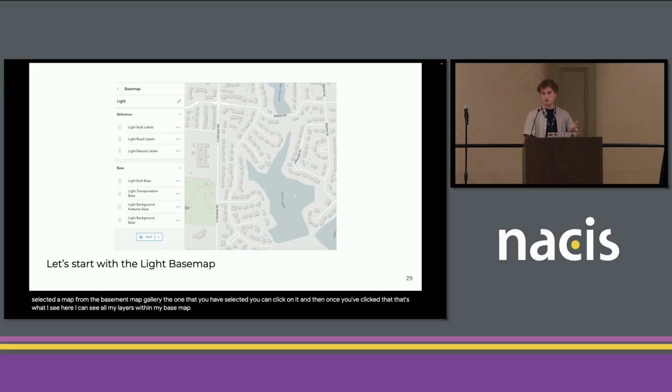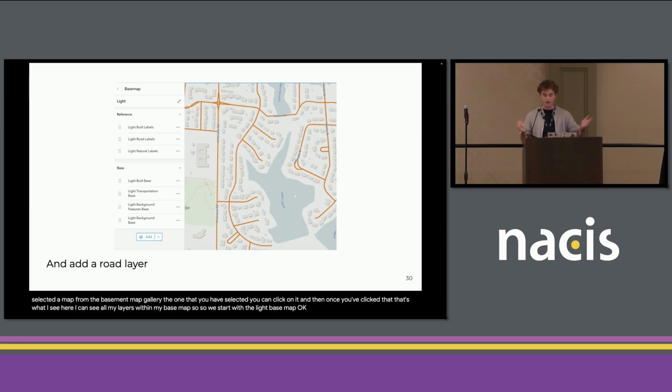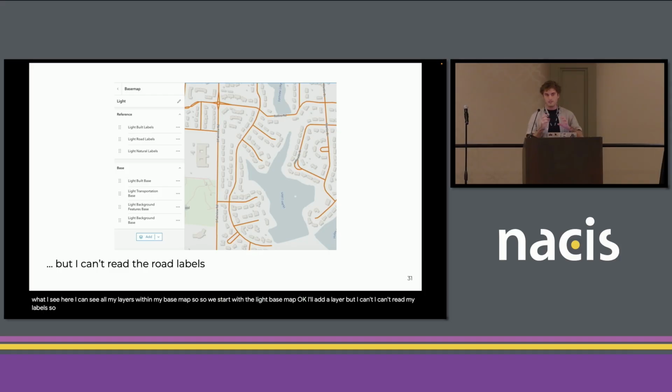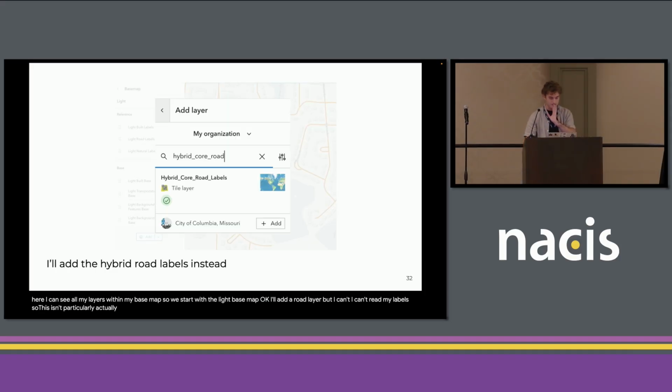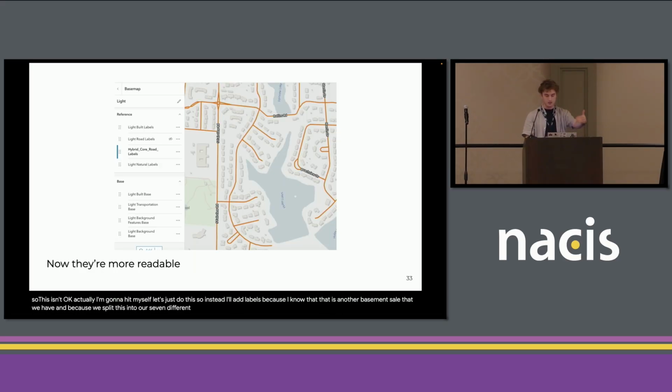So say we start with the light base map. Okay, I'll add a road layer, but I can't read my road labels. Actually, I'm getting ahead of myself. Let's just do this: instead, I'll add hybrid road labels, because I know that is another basemap style that we have, and because we've split this into our 7 different layers, I can just add the hybrid road labels here. I've turned off my light road labels, and now that's a lot more readable. It's not perfect, but that was a really simple plug-and-play solution where I didn't have to create a restyle or rely on ArcGIS Online's kind of terrible feature labeling.